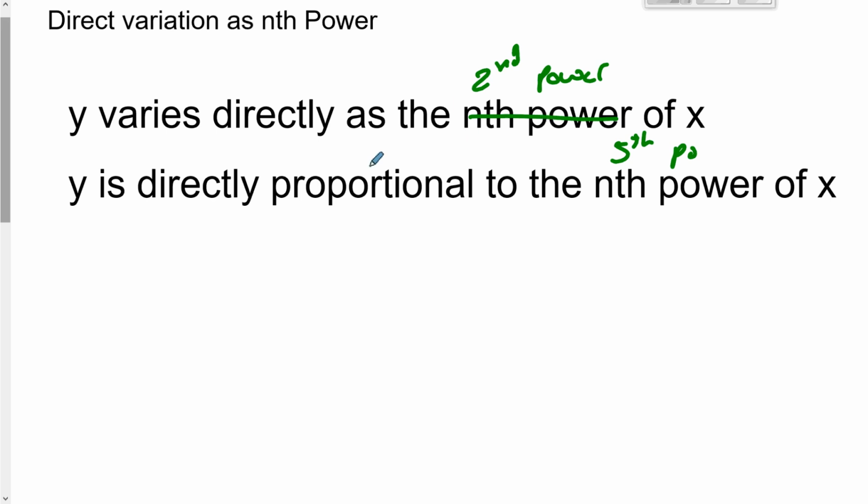Any nth power of whatever variable that follows. Okay, so say it's the top one. This is how it's written: direct variation as the nth power. Y equals k x raised to the n. So to write the first one, it's always equals k.